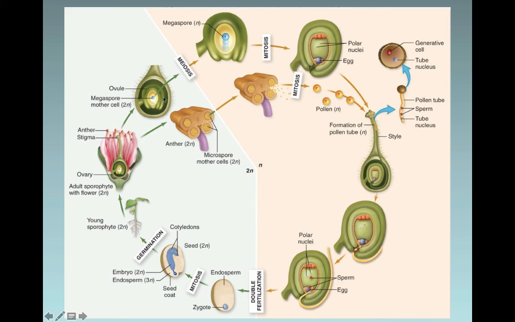The megaspore mother cell goes through meiosis to make 4 megaspores. 3 of those break down, 1 is left behind. That 1 megaspore that's left behind goes through mitosis 3 times to make the embryo sac with the 3 antipodal cells, the 1 central cell with the 2 polar nuclei, the egg and 2 synergids. That's the embryo sac.